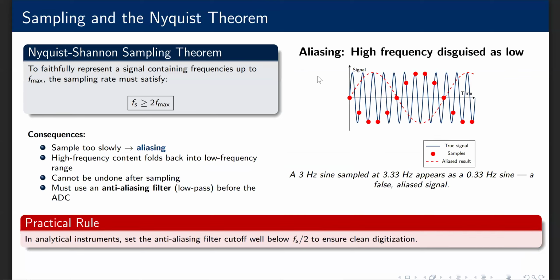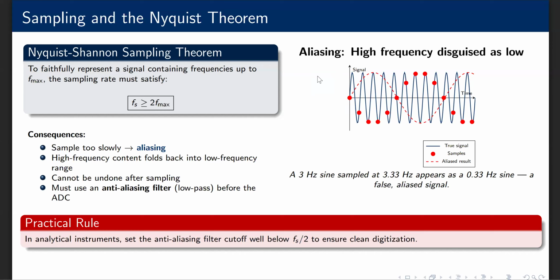So now we're on to sampling and the Nyquist theorem. The Nyquist-Shannon sampling theorem is one of the most important results in signal processing, and it has practical consequences for every instrument design. The theorem says to faithfully represent a signal containing frequencies up to Fmax, you must sample at a rate of at least 2 times Fmax. The sampling rate must be at least twice the highest frequency in the signal.